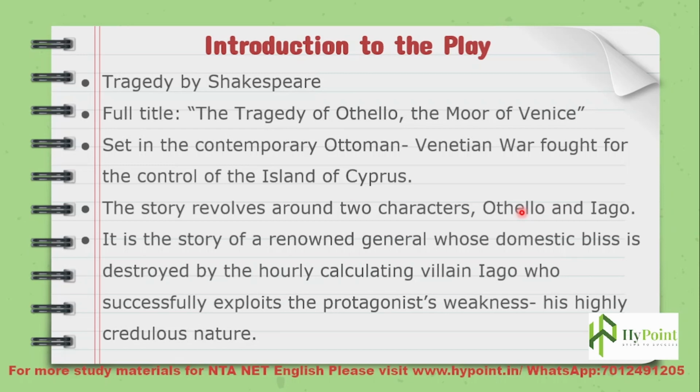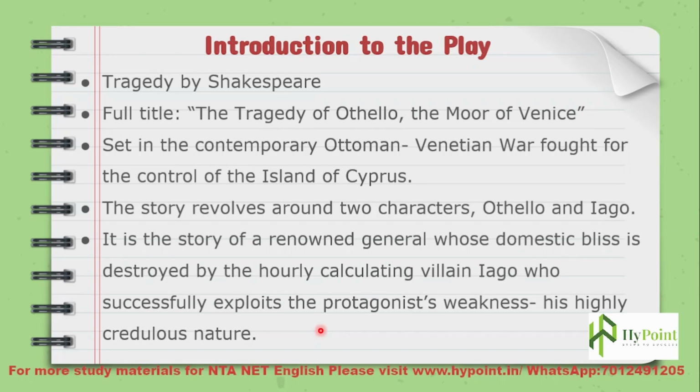But Iago has to work under Othello, and things never happen according to the expectations of Iago. That's why he turned against Othello. So all those things are there around the characters Othello and Iago. Let's see. It is the story of a renowned general whose domestic bliss is destroyed by the calculating villain Iago, who successfully exploits the protagonist's weakness, his highly credulous nature.